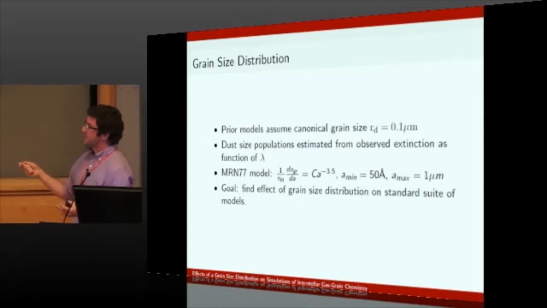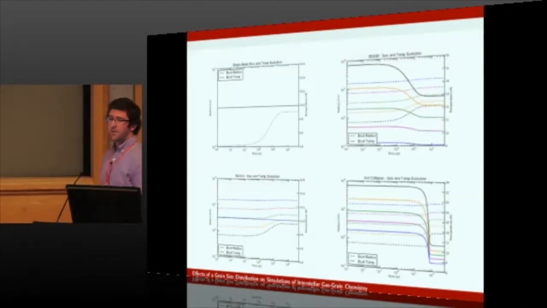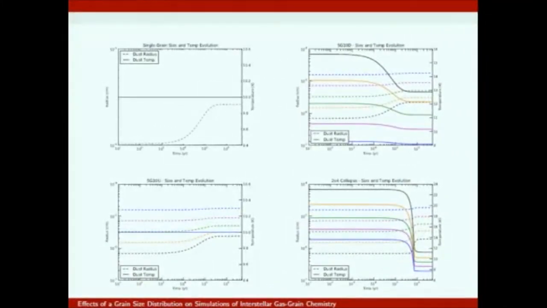Okay, so the goal now is to find the effect of this distribution. So how might you, at least initially, expect this grain distribution to affect the model? Well, one, as the grains grow and have different sizes, you might expect that the total number of binding sites on the surface might play a role. So the first model here is just a single grain size, the control model. And the next model that I ran is just 5 grains, but with uniform temperature. This is just to find the effect of how the different grain sizes might change the chemistry.